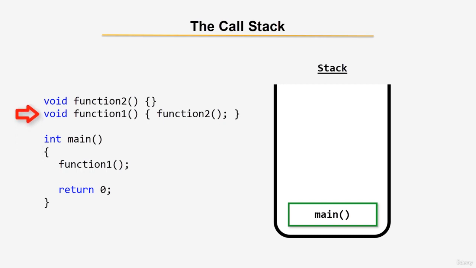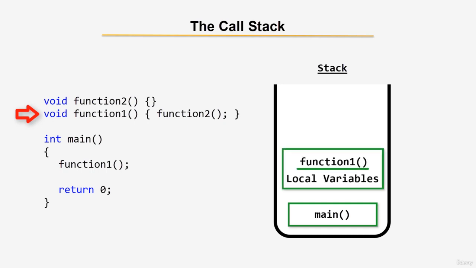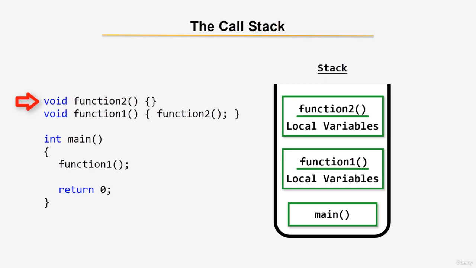Something called a stack frame is pushed onto the stack. That will include storage for local variables such as the parameters and other local variables. We execute whatever is in the body of the function. In this example, in the body of function 1, we invoke the function 2. Program execution again moves to function 2, and we push a stack frame onto the stack for function 2. We execute whatever code is in the body of function 2.